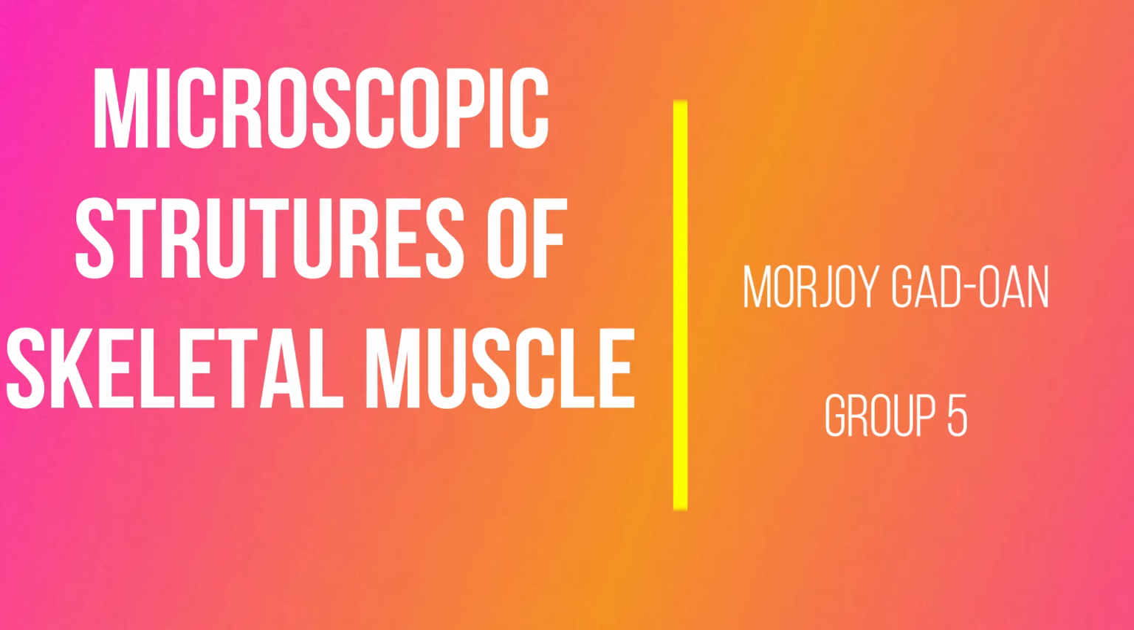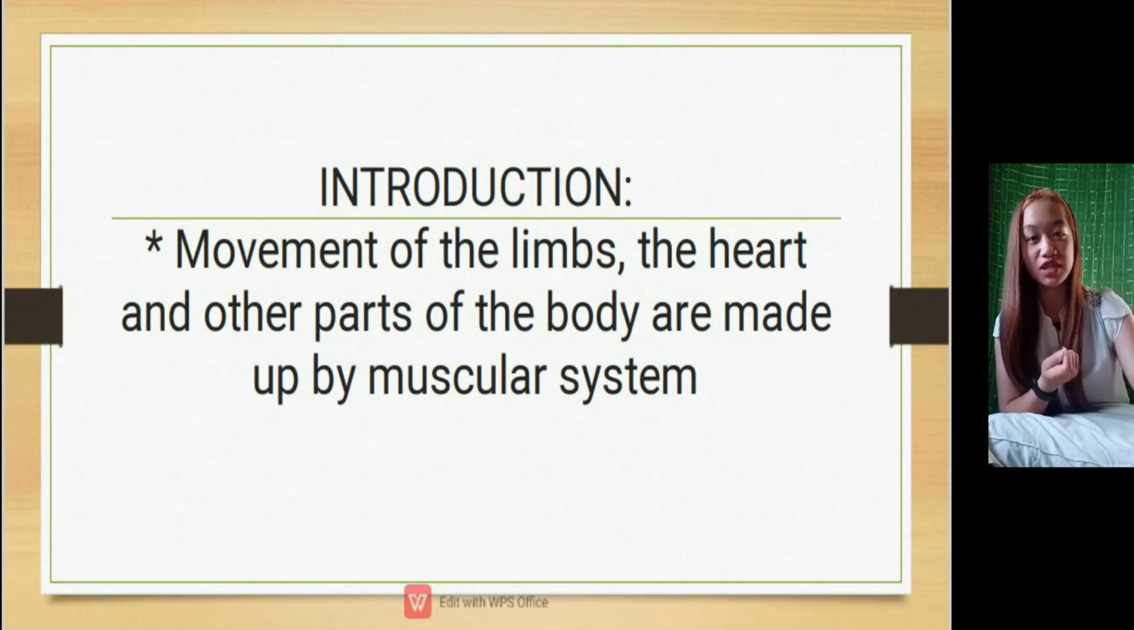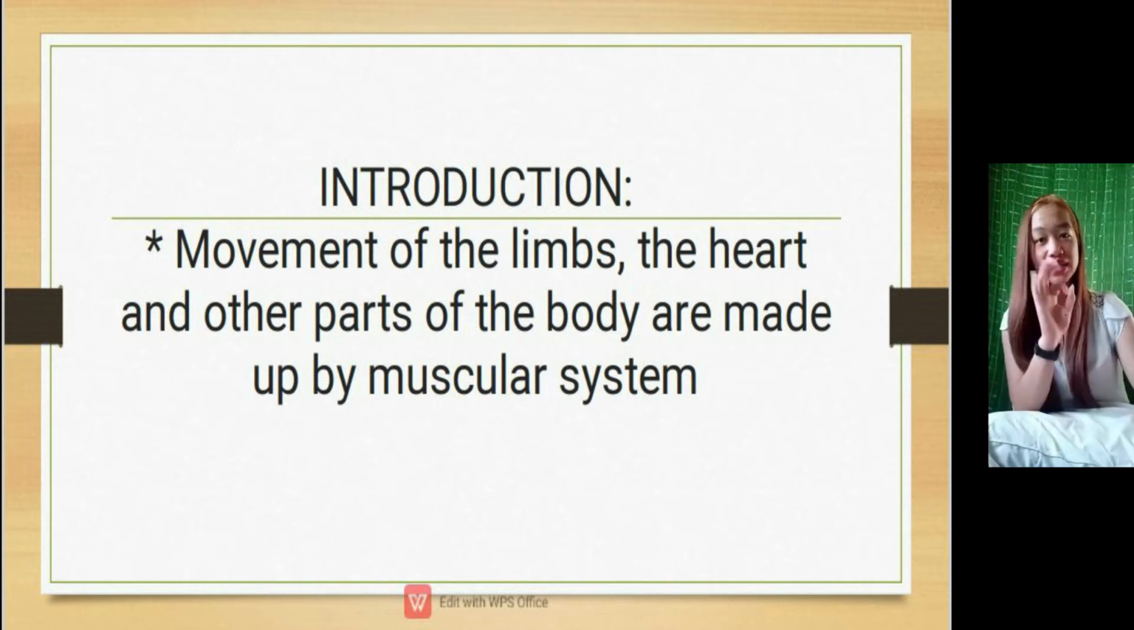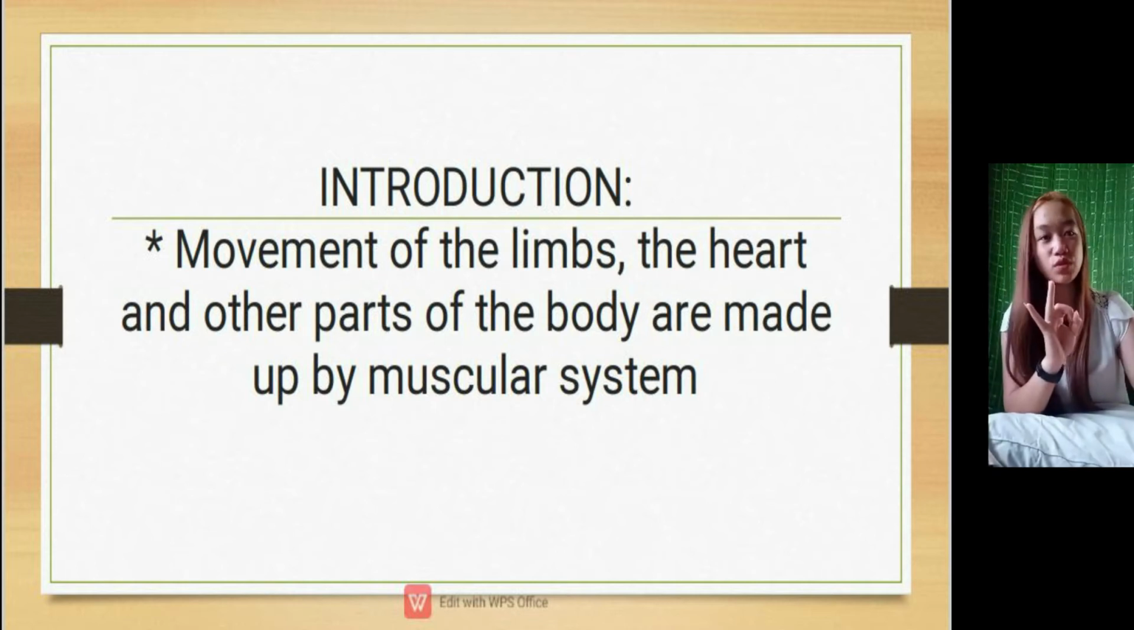The next topic that we will be tackling is all about the microscopic structures of skeletal muscle tissues. As an introduction, movement of the limbs, the heart, and other parts of the body are made possible by the muscular system. And this muscular system has three types of muscle tissue. Number one, the skeletal muscle tissue. Number two is the cardiac muscle tissue. And lastly, the smooth muscle tissue. For this time, we will just be tackling the skeletal muscle tissue.